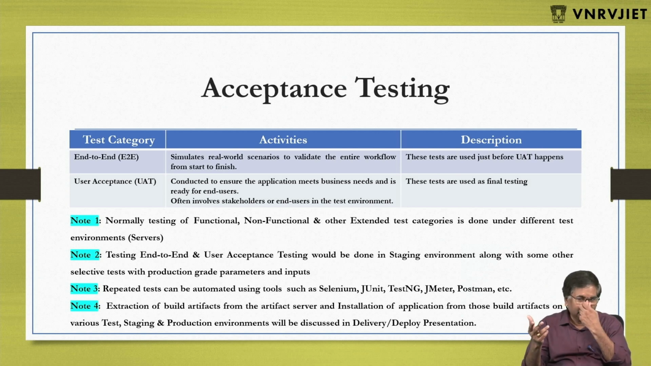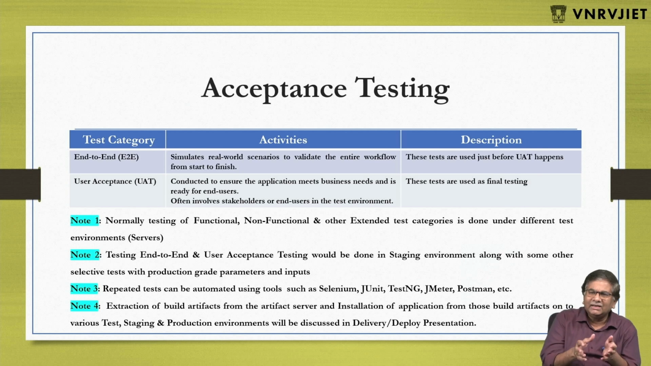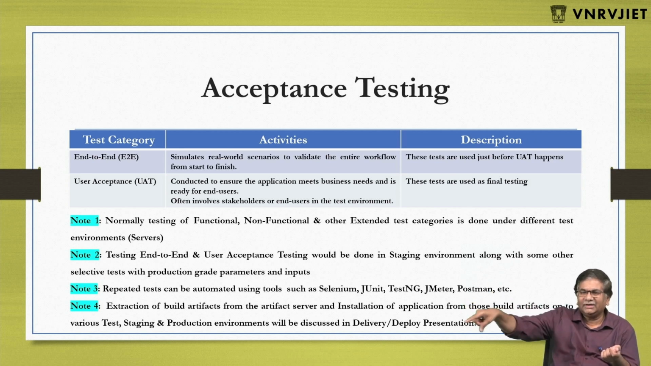Selenium is part of the curriculum, so it will be discussed towards the end of these presentations. Another thing is extraction of build artifacts from the server and application of the build artifacts onto various testing machines, which will be discussed in the delivery and deployment presentation. This is a bit fuzzy, because unless you install the product on a test machine, you can't test it, right? So deployment comes before testing. However, unless you test it, you don't want to put it in production, right? So it's a bit of a chicken-or-egg situation.